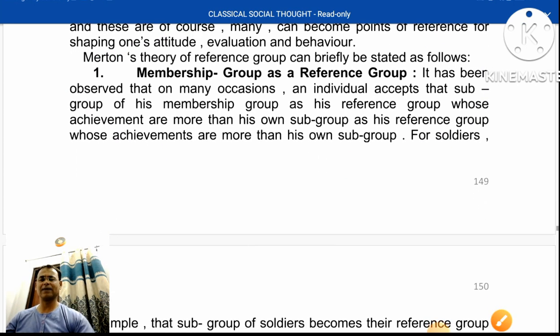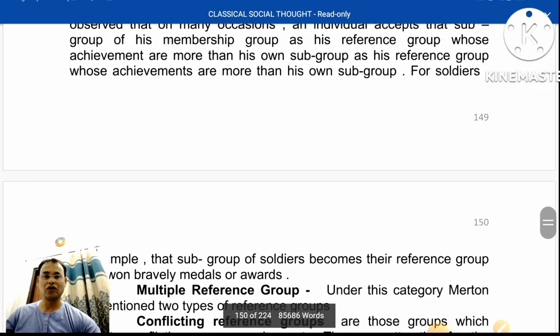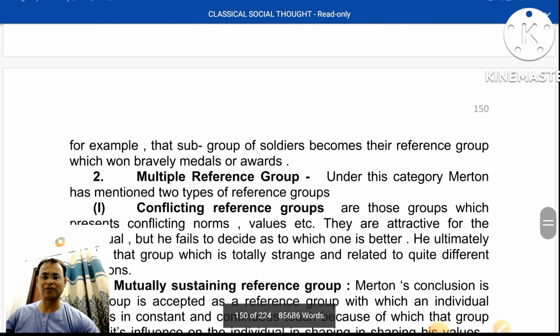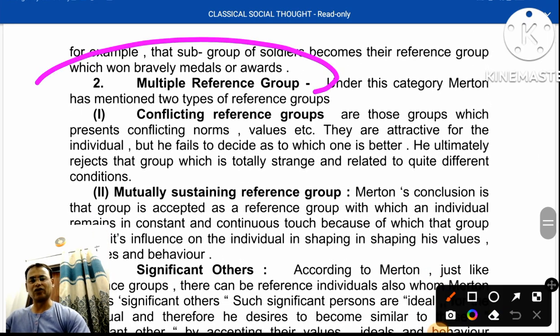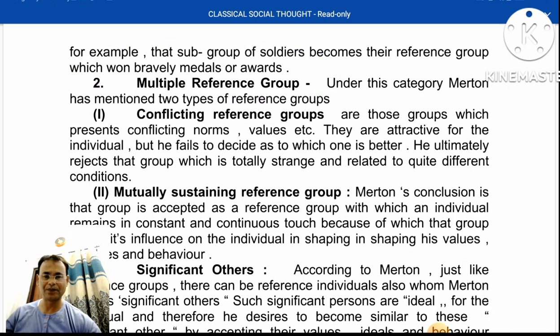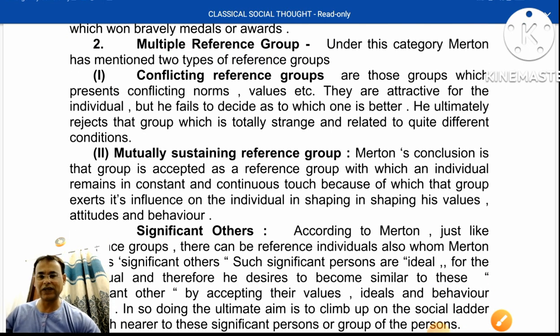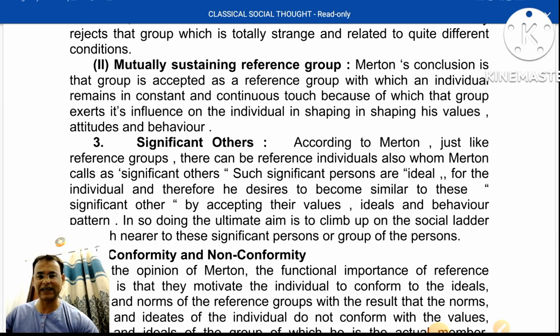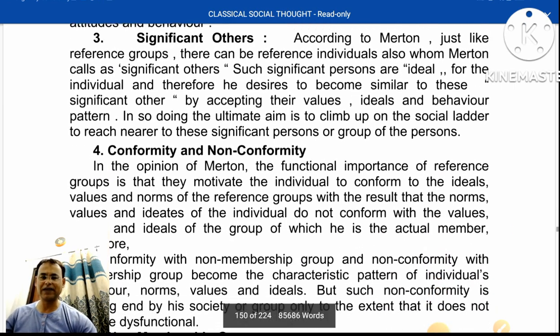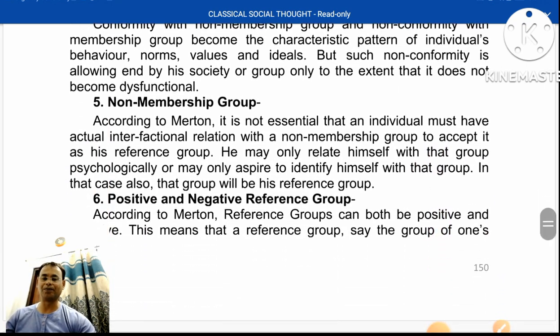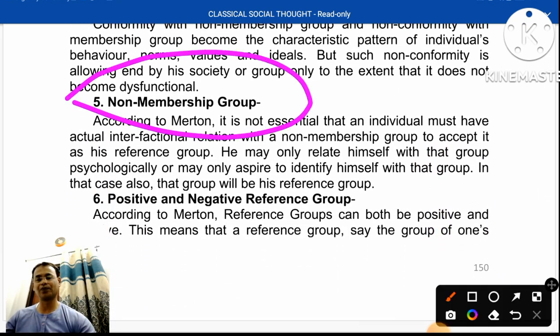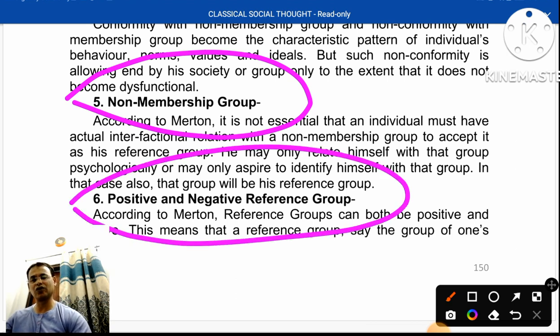Merton observed that a membership group may be a reference group for you. For soldiers, for example, a subgroup of soldiers becomes their reference group. Then there are multiple reference groups, conflicting reference groups, mutually sustaining reference groups, significant others, conformity and non-conformity, and non-membership groups. He is talking about non-membership groups, and positive and negative reference groups.